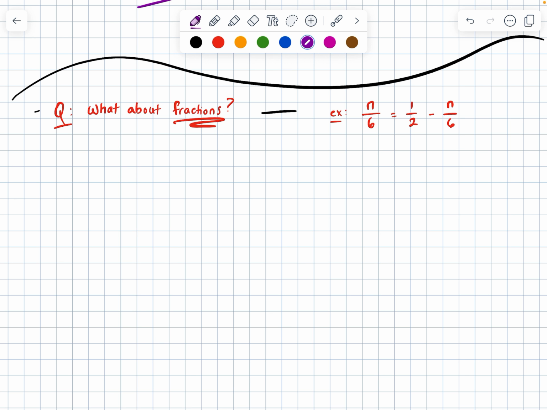That's the way we were thinking yesterday. What choice could I make here to get rid of all of those fractions while also accomplishing my goal of getting all of my variables to one side?